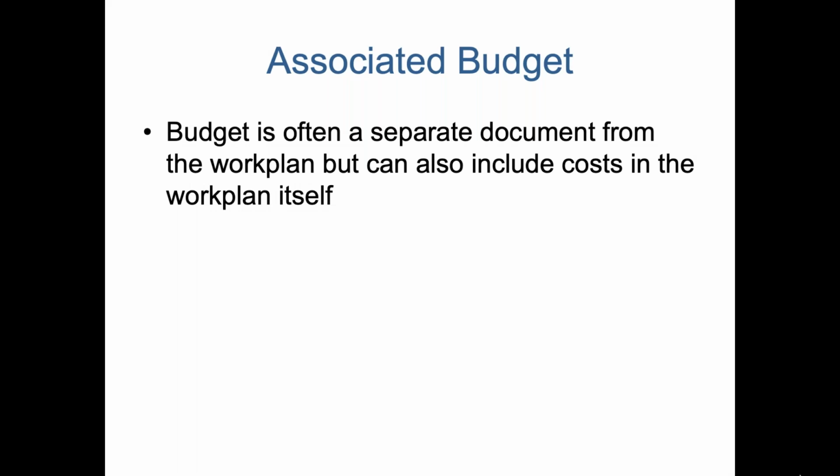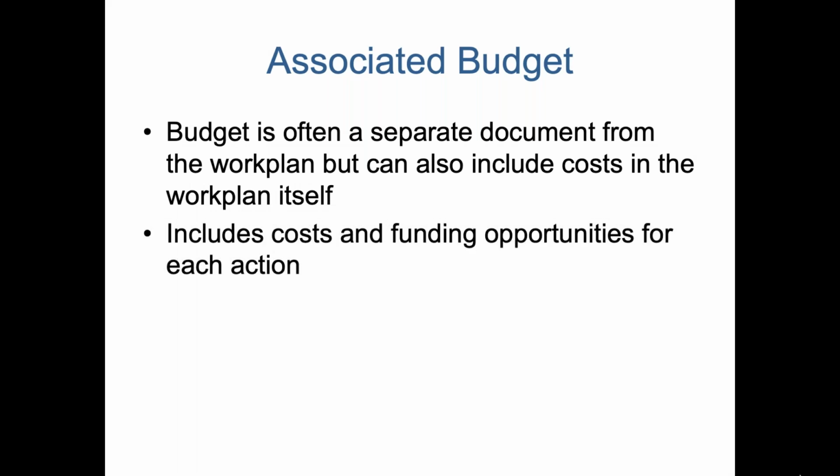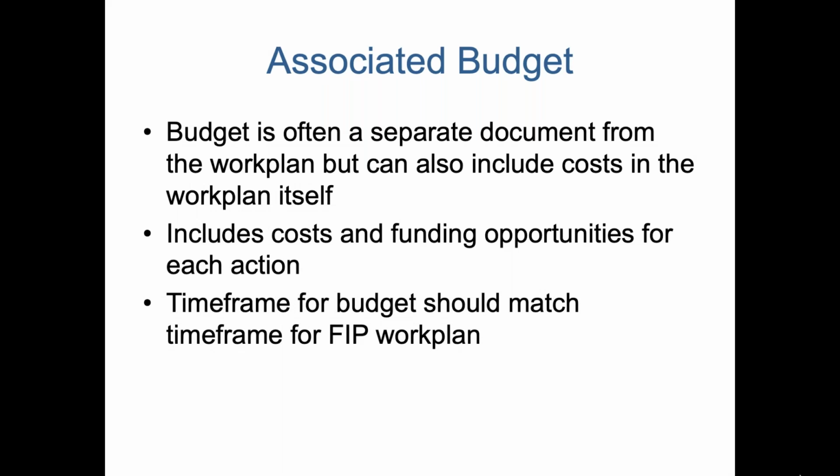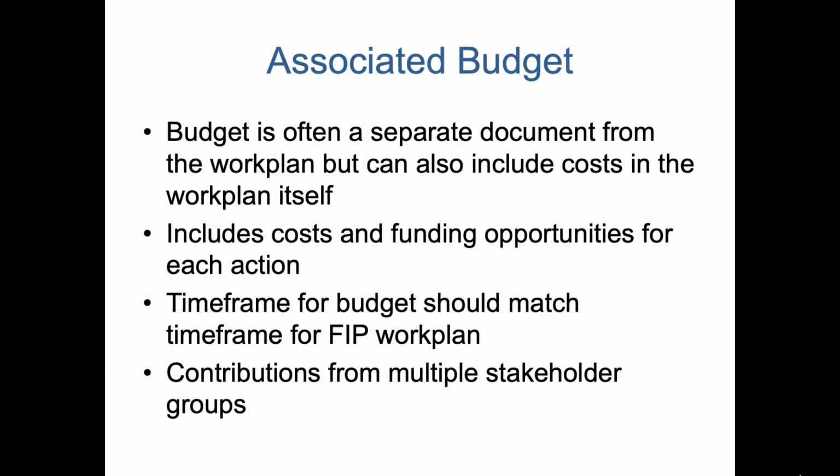So, okay, then the associated budget, again, an important aspect of the work planning process. The budget can be a separate document from the work plan, but you can also put associated costs and funding sources within the work plan. It's up to you how you want to structure it. But the point here is that there should be an understanding of costs and funding opportunities at the action level. And the time frame of the budget should match the time frame for the work plan. So there should be an understanding during the planning process of where the money is going to come from for each action and when it's going to be available relative to when that action is expected to be carried out and completed.